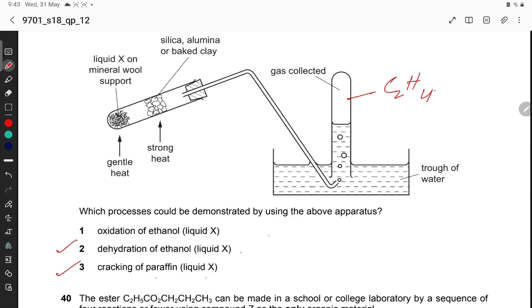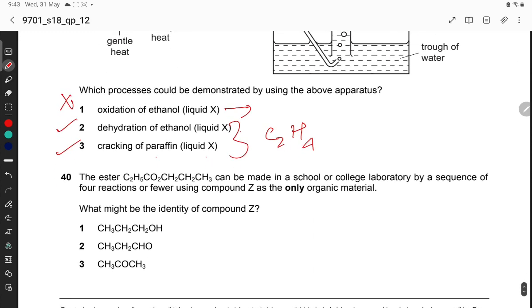So 2 and 3. Oxidation of ethanol gives ethanoic acid, so it is not correct. No gas is there. So in both cases C2H4 gas is formed, which is collected in this apparatus.